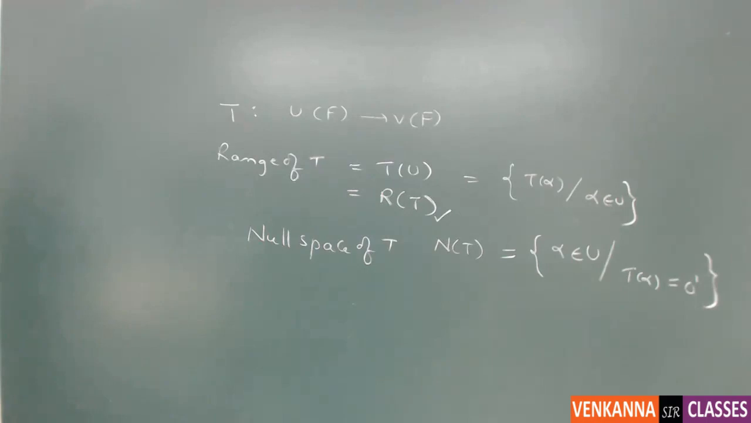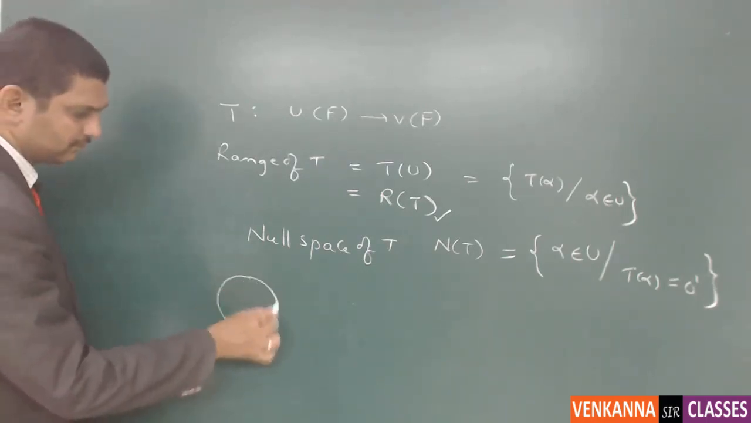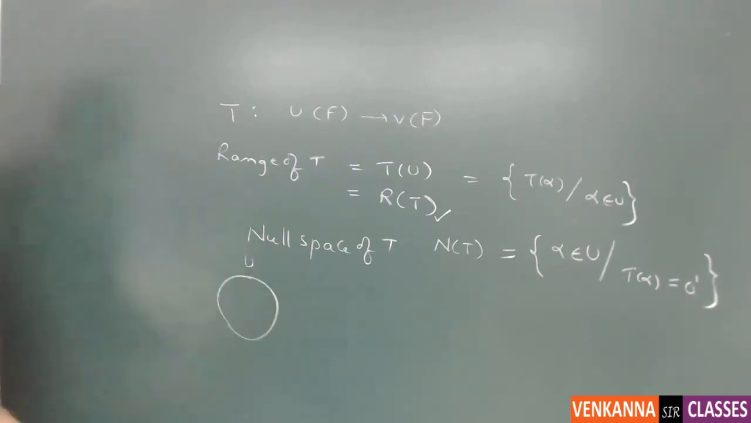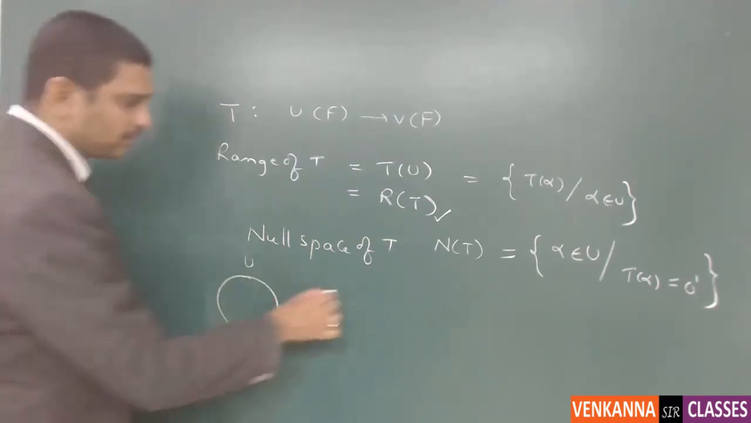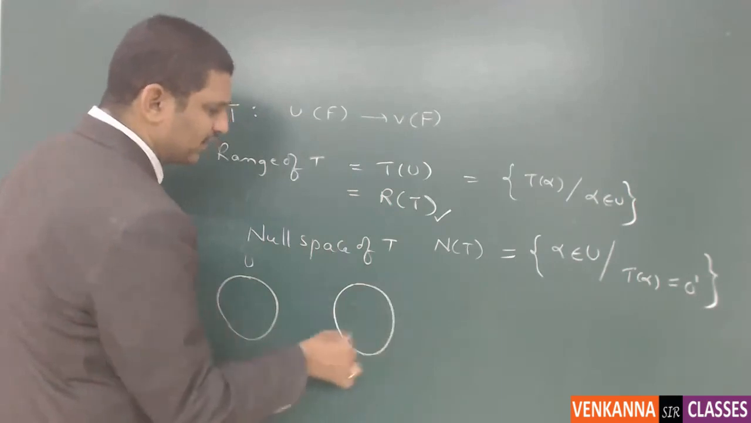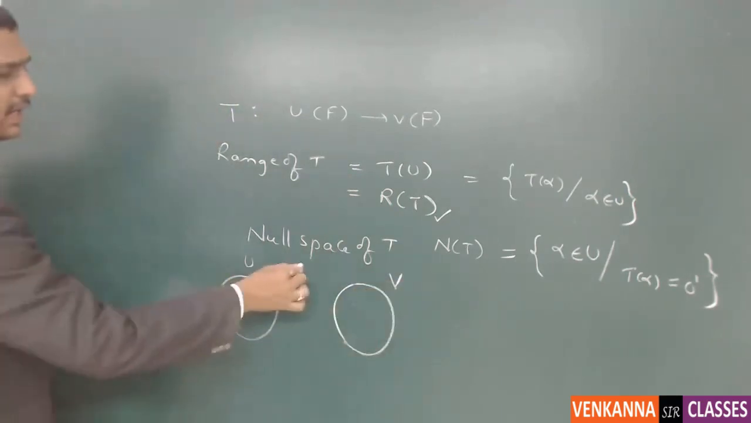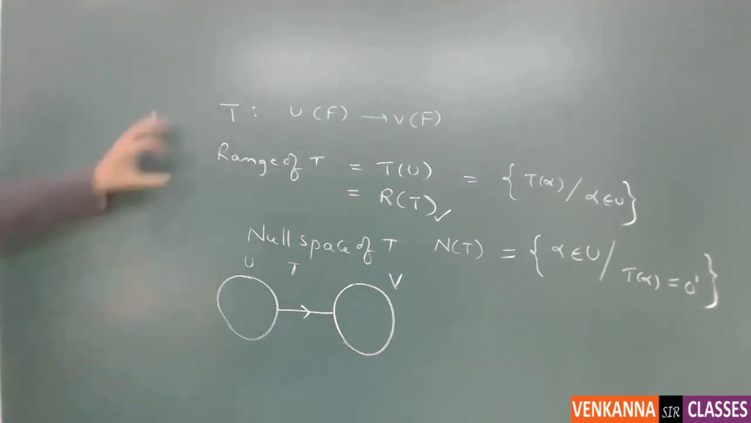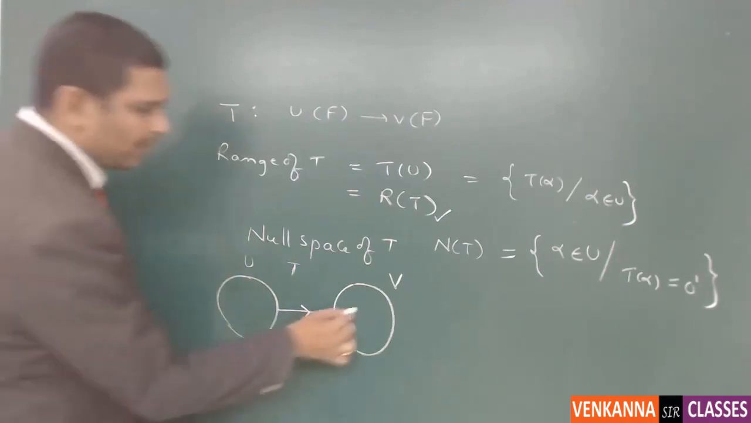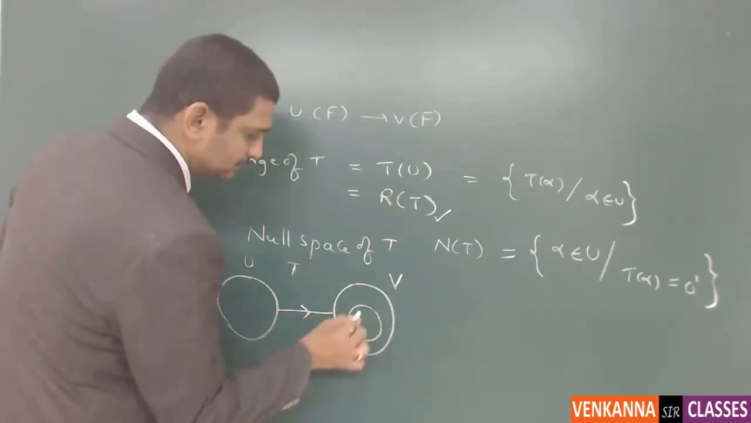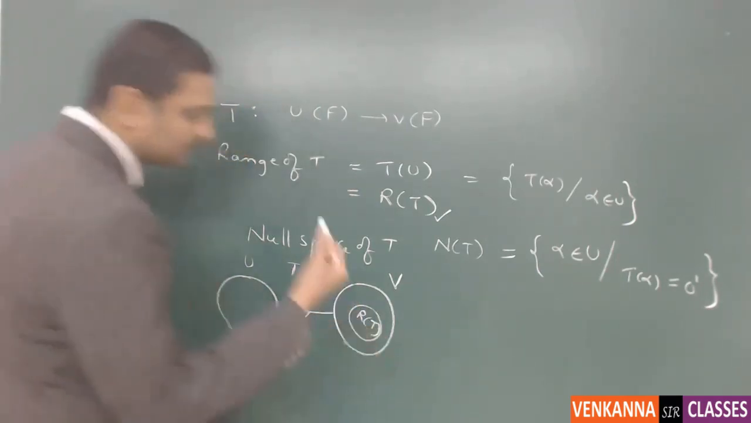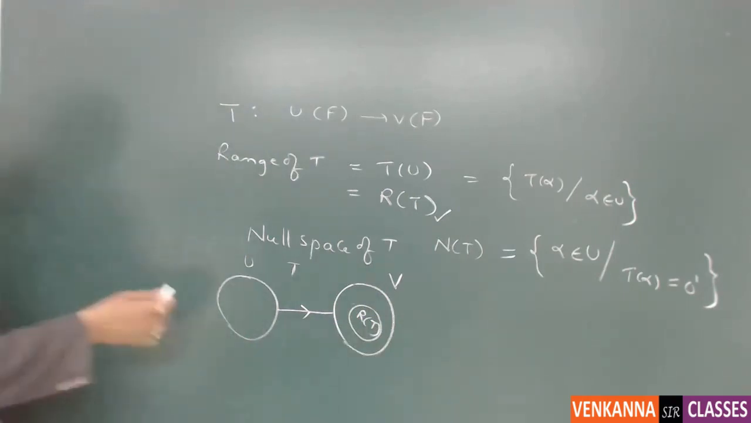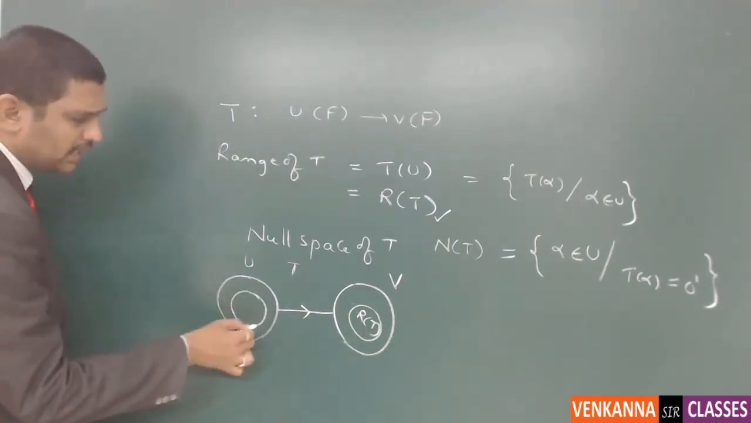So, if you consider a small picture, suppose this is the vector space U, this is the vector space V, and T is a mapping between these two. Now, what happens? Range of T is a part in the codomain, and N of T is a part in the domain.